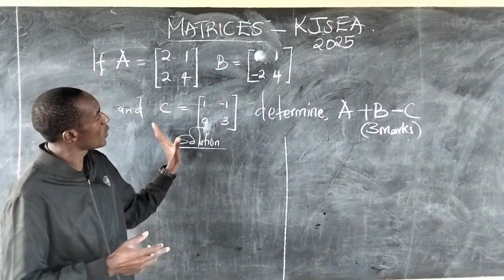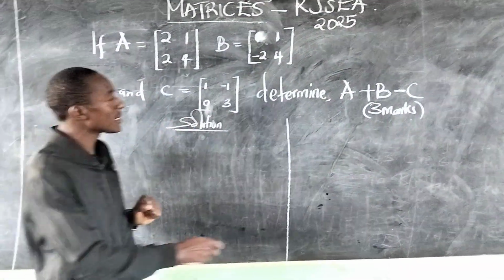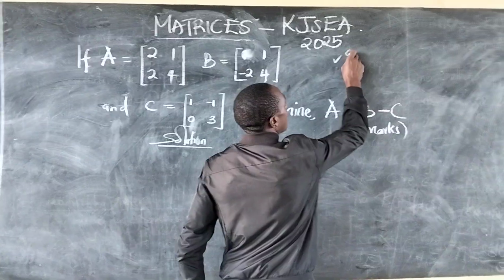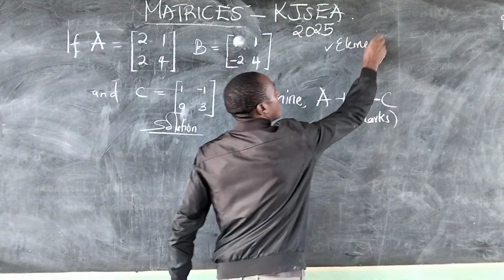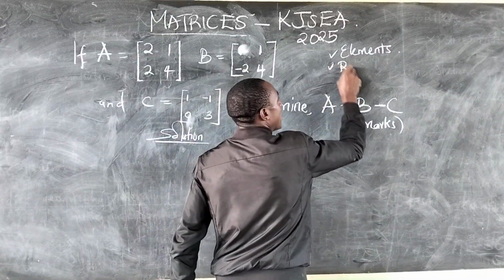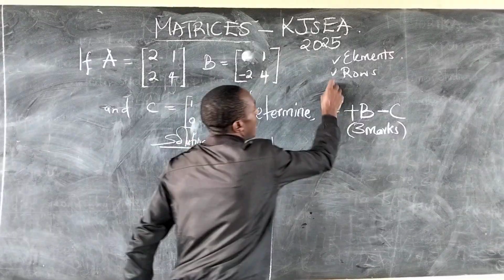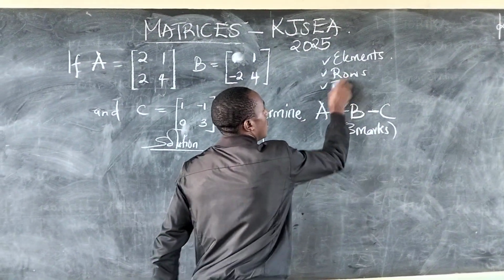So first of all, before we do the question that we have here, matrices have the following things. Number one, we have what we call elements of a matrix. We also have rows. The elements are going to be organized in terms of rows and of course in terms of columns.